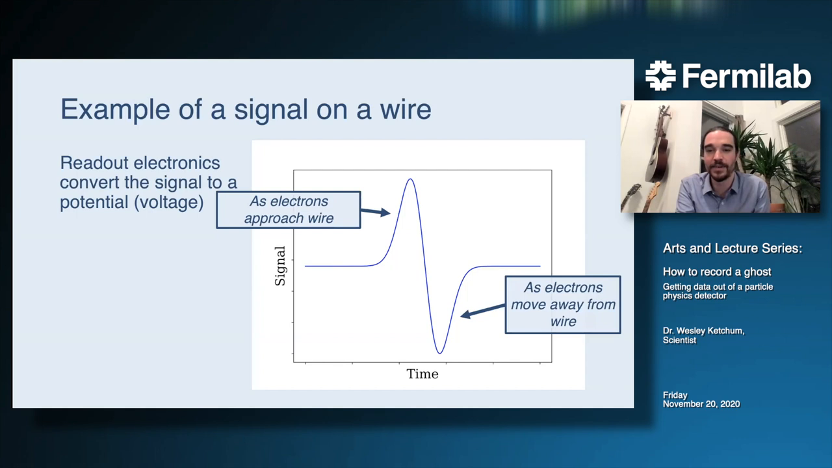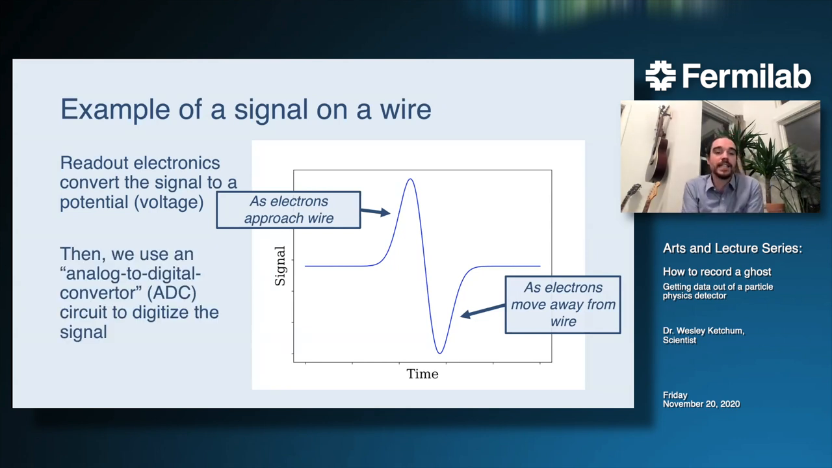And so in our readout electronics, we get a signal that looks something like this. This is the basic signal of what these ionization electrons look like as they go by these wires. Then we use what's called an analog to digital converter, or ADC, to digitize this signal. So this is a nice, clean, analog, theoretical looking signal of what things should look like, but then we sample it and turn it into raw numbers that we can use in a computer.